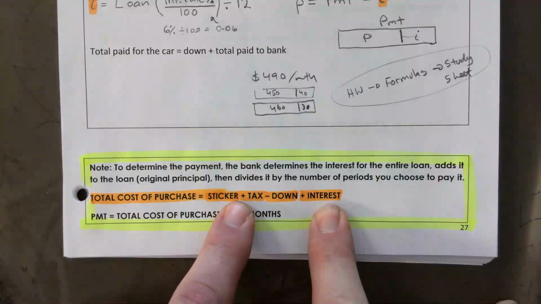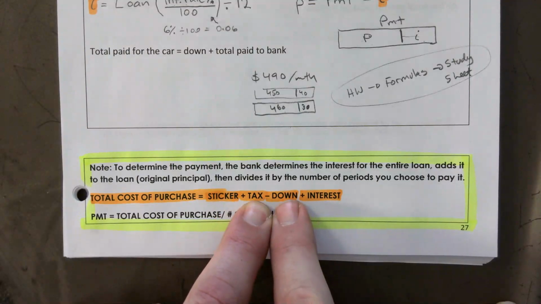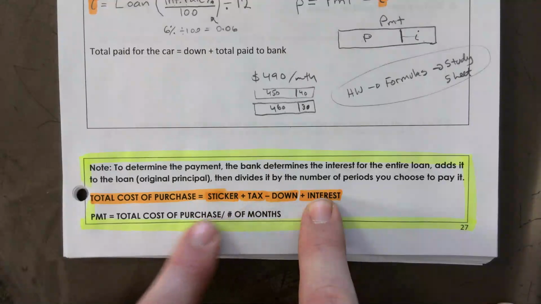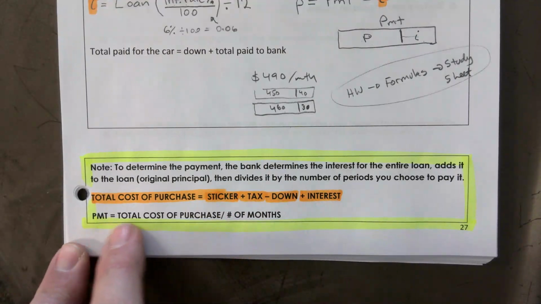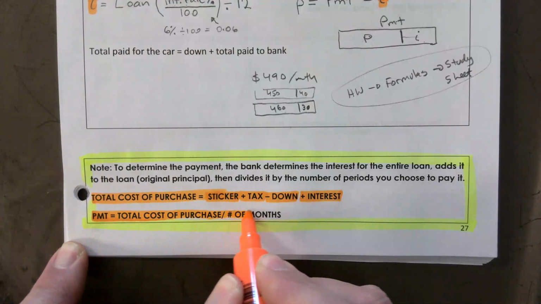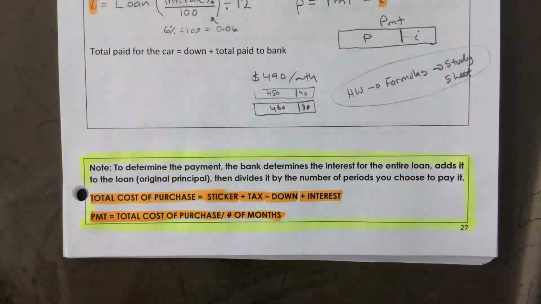They're like, what's the sticker? Let's add taxes. Take away the down payment if you have one. Let's add the interest that we're going to charge you. And so this is how they figure out your payment. The payment is the total cost of your purchase divided by the number of months.